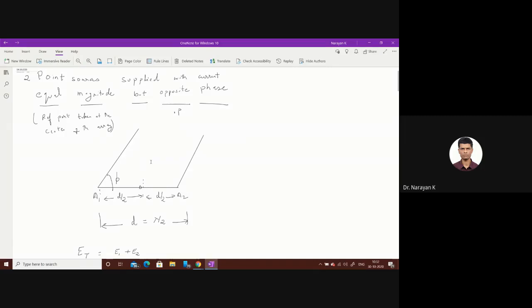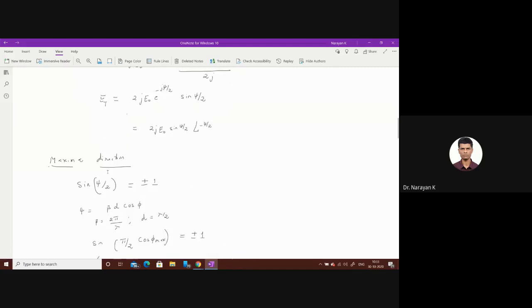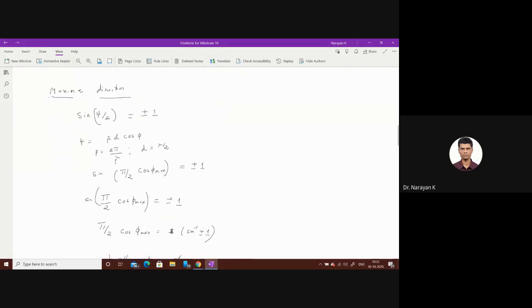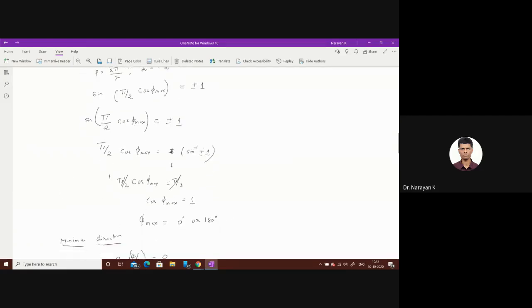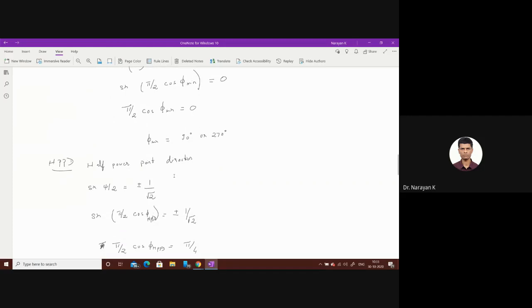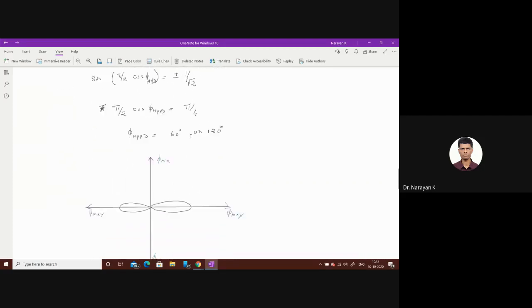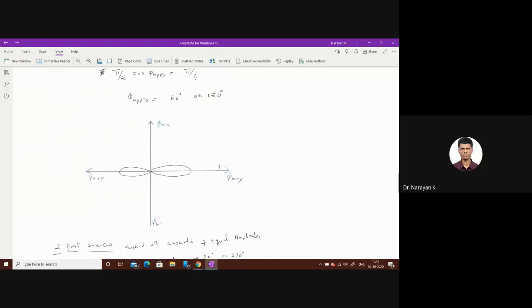If it is clearly mentioned, take the reference point at the origin, or do both the derivations if you are having doubt. So equate the maxima direction to plus minus 1, then you will get the maxima direction in case of opposite phases at 0 or 180 degree, and minima direction at 90 and 270 degree. Half power point direction remains at 60 or 120 degree. This is what will happen in end fire array.